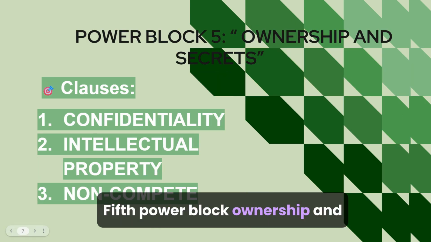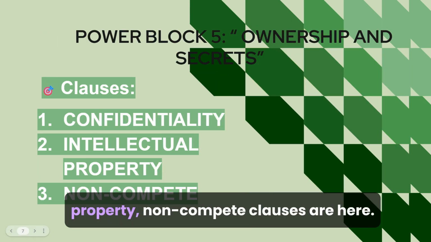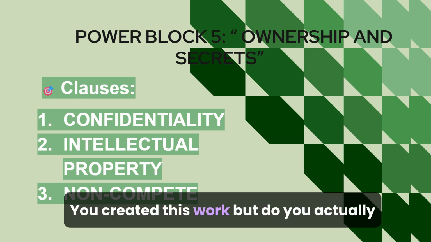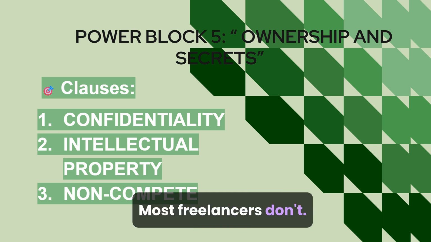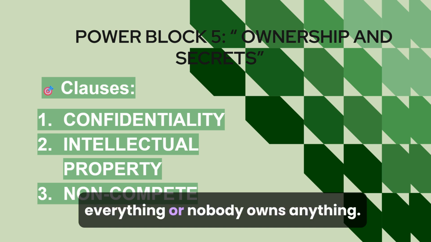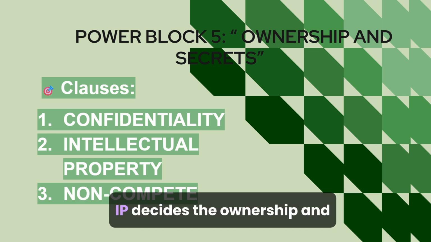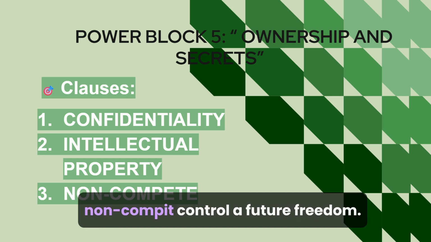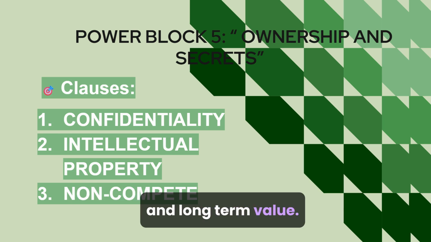Fifth power block: ownership and secrets. Confidentiality, intellectual property, and non-compete clauses are here. You created this work, but do you actually own it? Most freelancers don't. Without an IP clause, the client may own everything or nobody owns anything. Confidentiality protects the secrets, IP decides the ownership, and non-compete controls future freedom. These clauses decide the control, growth, and long-term value.